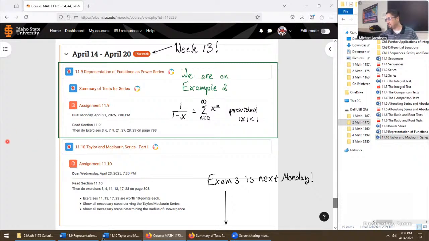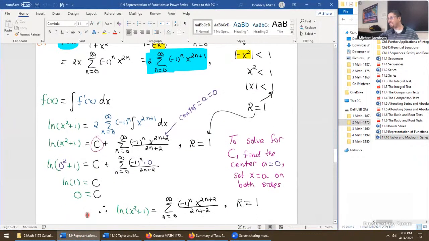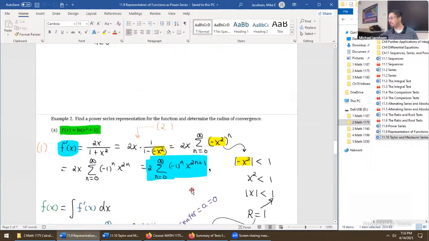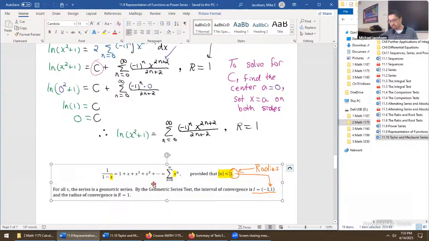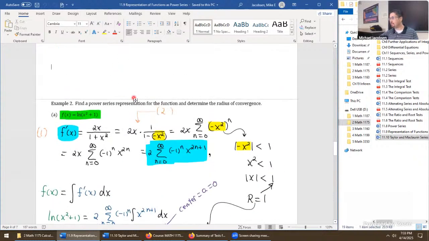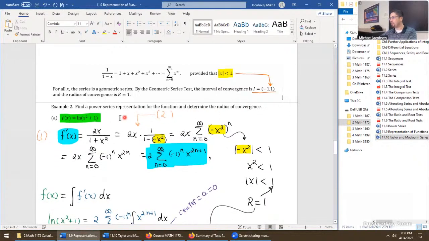Okay, let's take a look into this. We left off right here. Kind of a nasty page to take a look into, but let's look at this carefully. What we want to do in example 2 is, let's grab this just as an extra visual. Our goal in example 2 was to take a function, the one in green, natural log of x squared plus 1, and represent it as a power series. So something like this on the right. We couldn't do it right away with how part A starts. It's natural log of x squared plus 1.